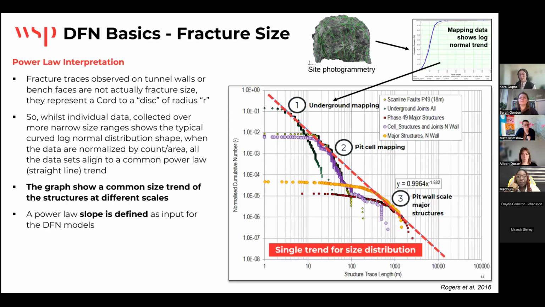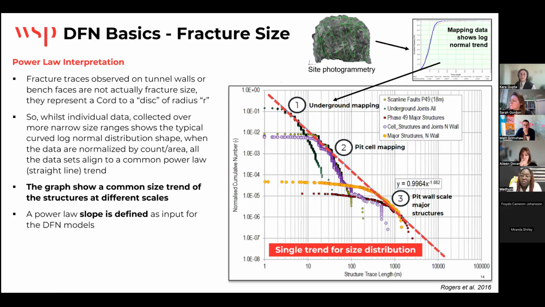However, if you consider the trace lengths in relation to their count in area and you normalize them, you will see them aligned to this power law trend. And this is why we use a power law interpretation. So this power law trend is the red line there, and it allows us to describe or visualize trace lengths at different scales. So that underground mapping, like I said, up until pit wall scale major structures, which are thousands of meters in trace length, but not as abundant.